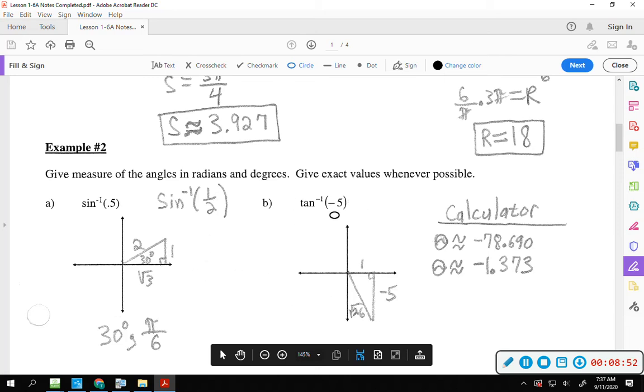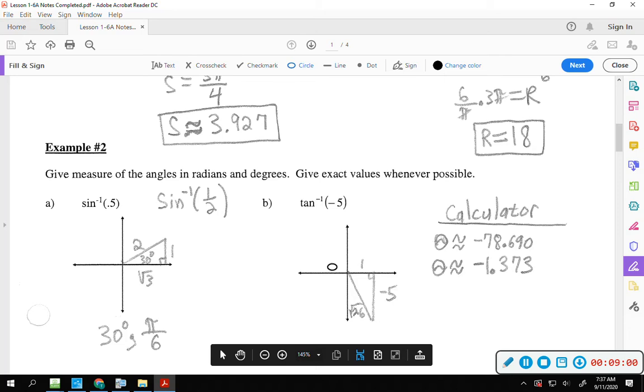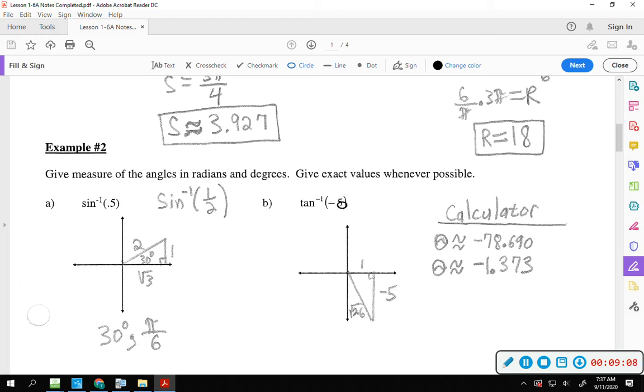But here's an example of the inverse tangent of a negative number. We have to know which quadrant. Only one answer. That's why I like you to draw the triangle, so you are indicating what quadrant your answer must be in. I could write this as negative 5 over 1, so I could go opposite over adjacent.